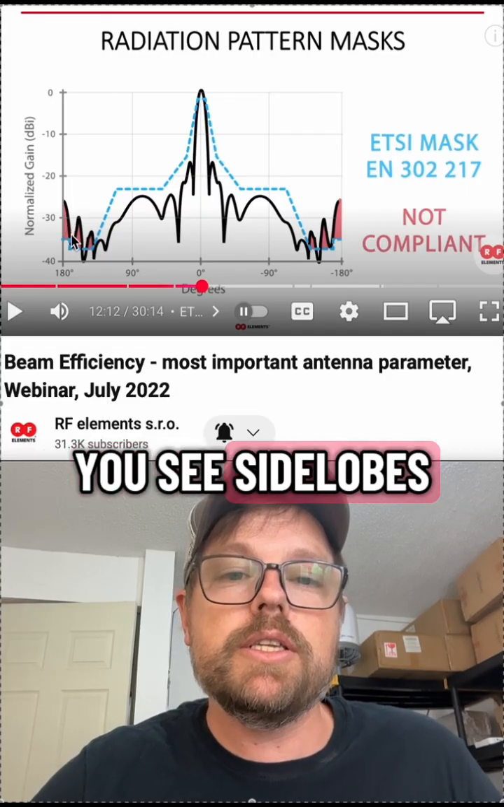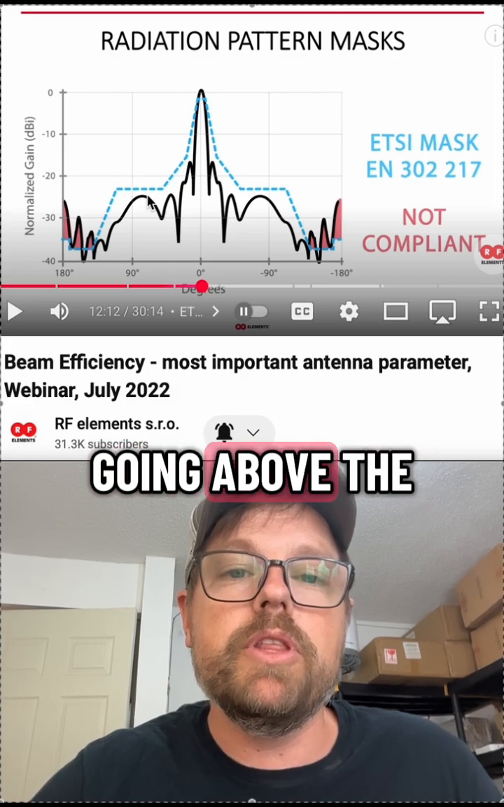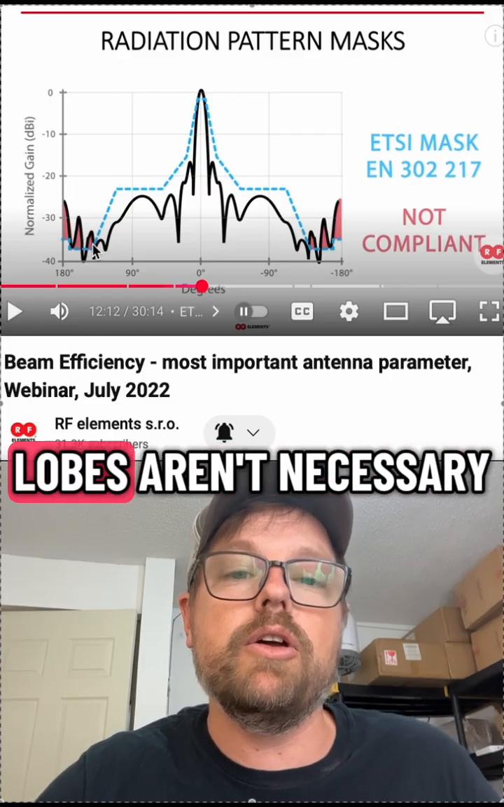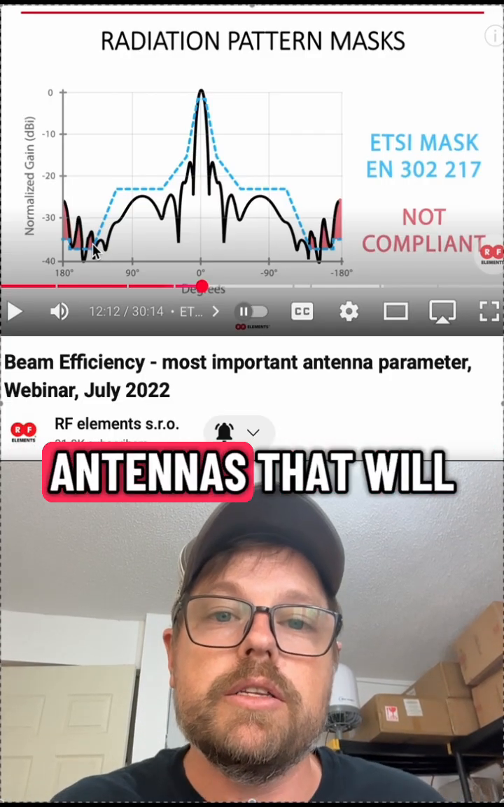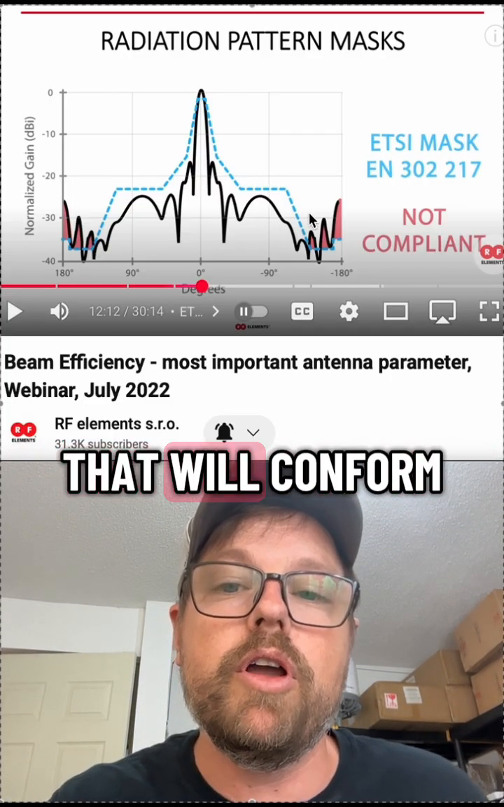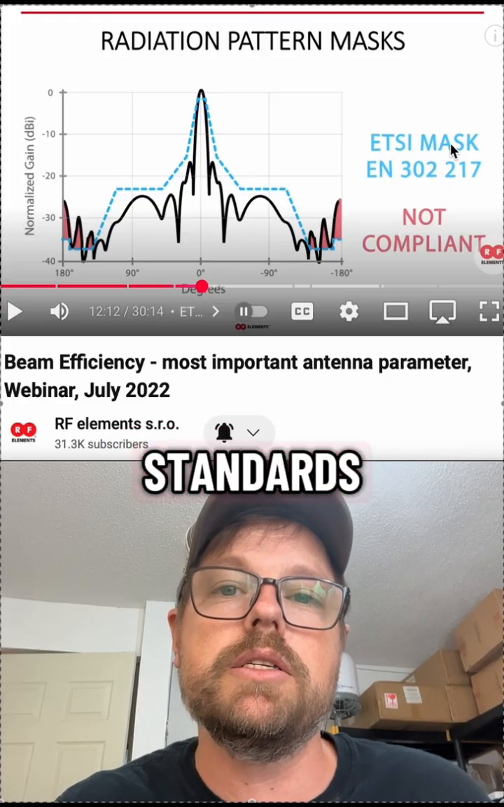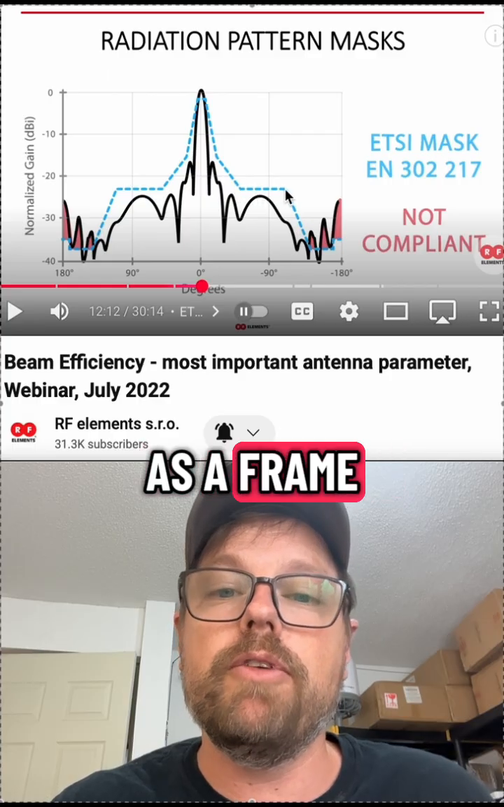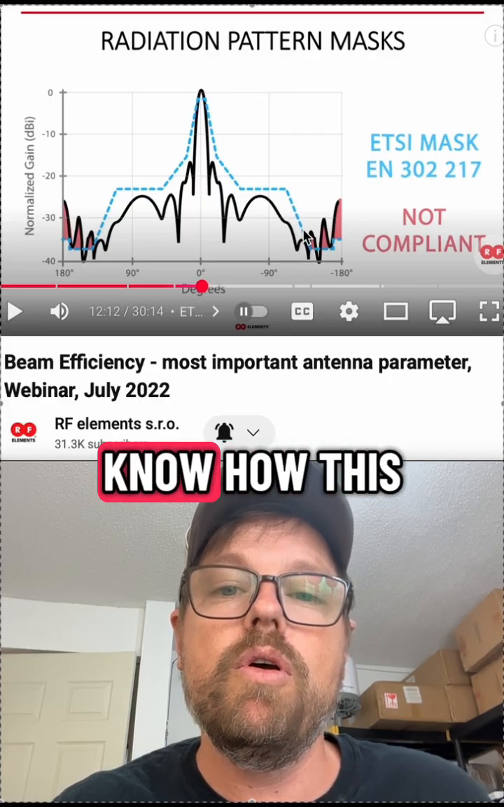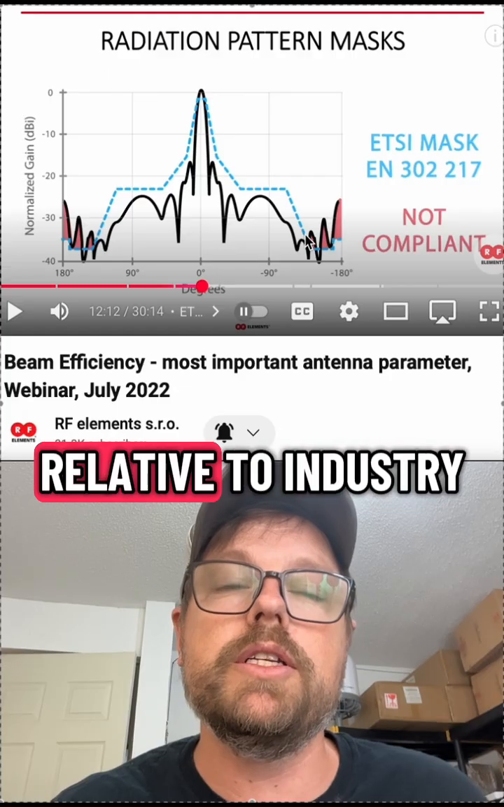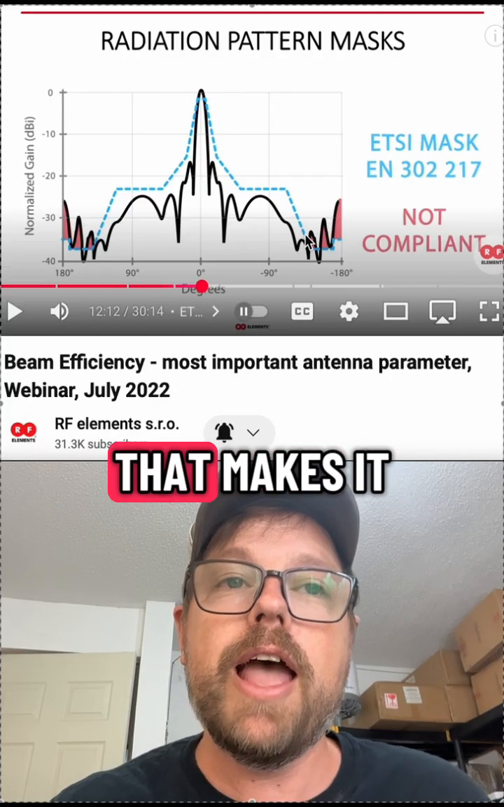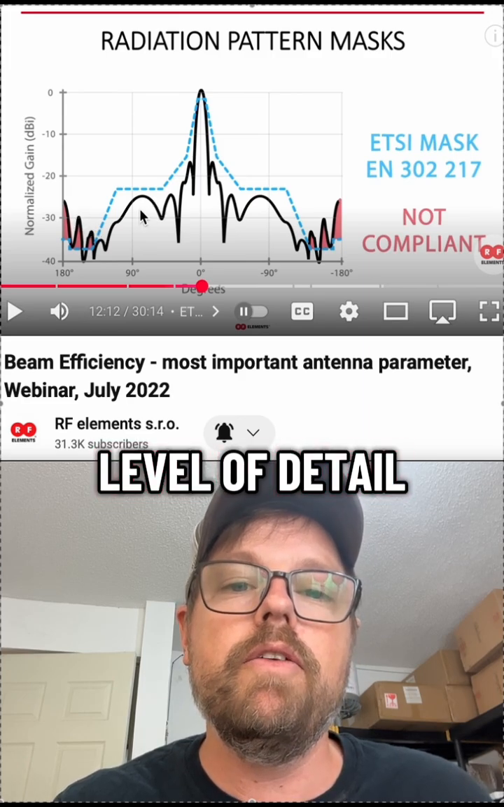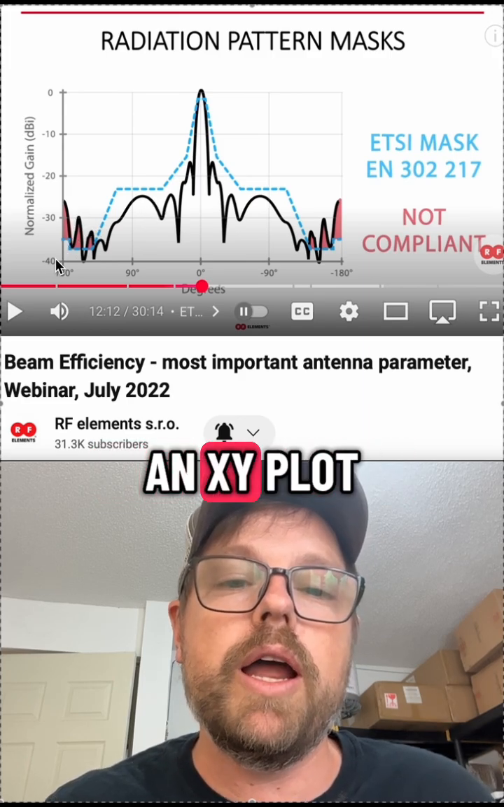And then if you see side lobes going above the ETSI mask, then you know that those side lobes aren't necessary. There are other antennas that will perform better, that will conform with the ETSI standards. And so the ETSI mask is useful as a frame of reference. It lets you know how this antenna performs relative to industry standards. That makes it useful.